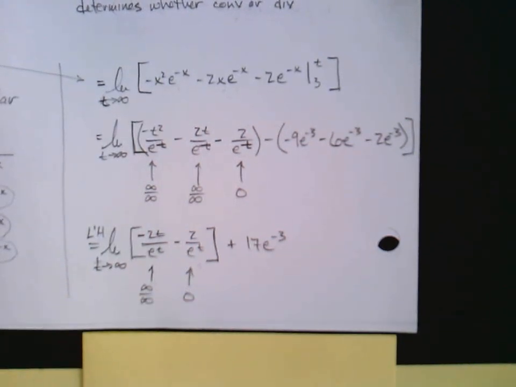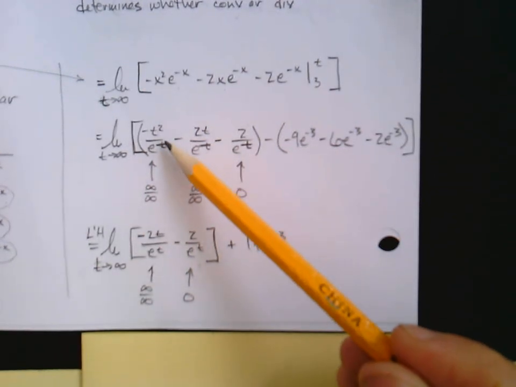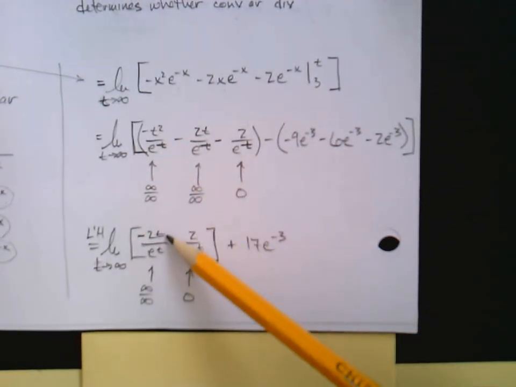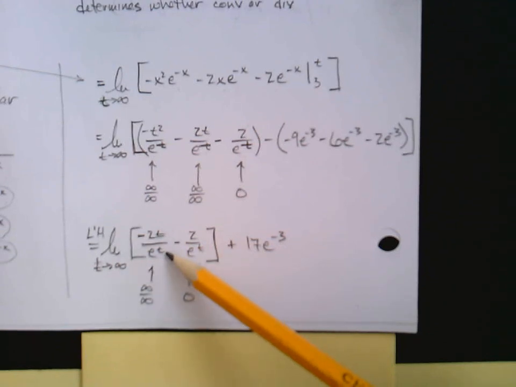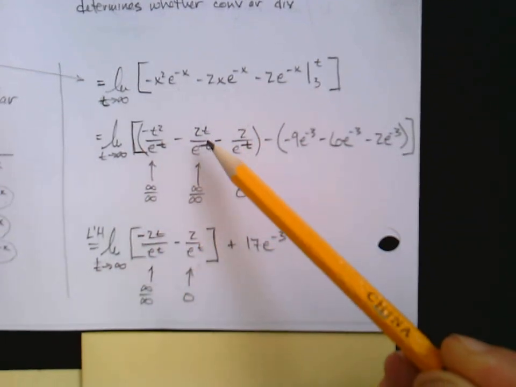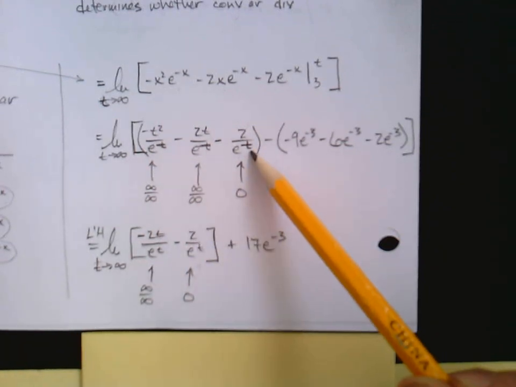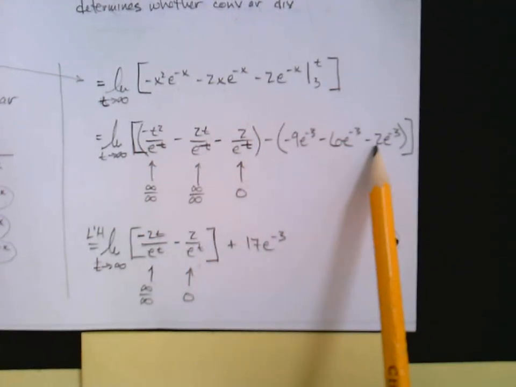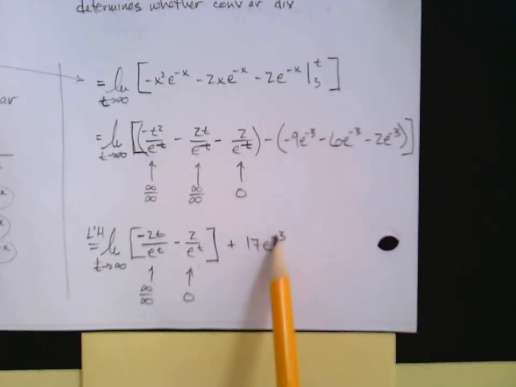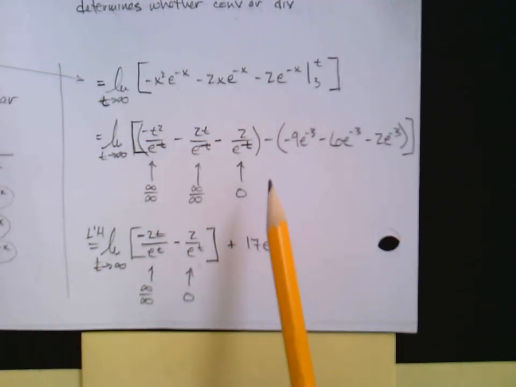And so you see my next line here. And apologize if I'm going a little bit quickly. That's a lot to write. I'm applying L'Hopital's rule on this, negative 2t over e to the t. I'm applying L'Hopital's rule there, negative 2 over e to the t. This one went to 0, of course. And all of these became negative 17 e to the negative 3, and it was subtracted, so plus 17 e to the negative 3.